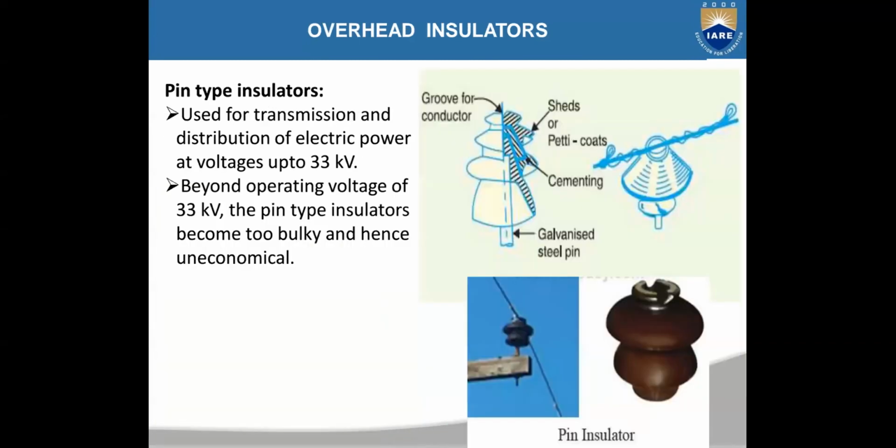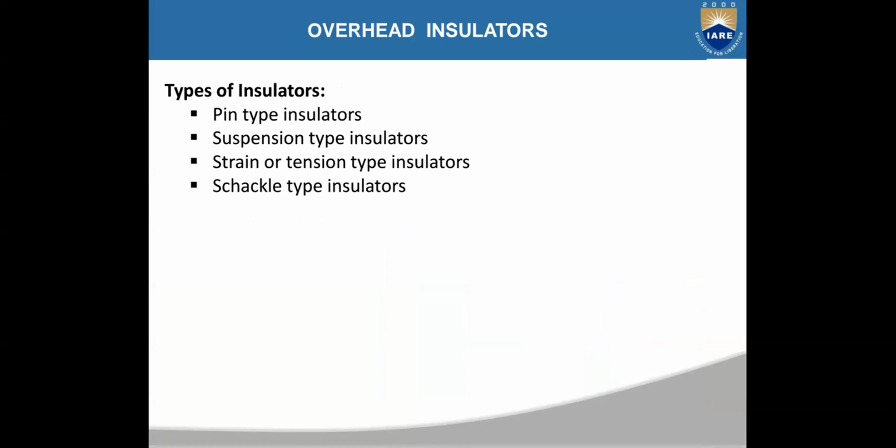So, types of insulators, mainly there are 4 types: pin type, suspension type, strain type, and shackle type. Pin type insulators will be used for voltages up to 33 kV. If it is more than 33 kV, you have to go for suspension type insulators. In a suspension type insulator, a number of discs are connected in series, right? Each disc is designed for 11 kV. If you want 33 kV, then you have to connect 3 discs in series. If it is 66 kV, 6 discs in series, like that. As the voltage level increases, the number of discs also increases.